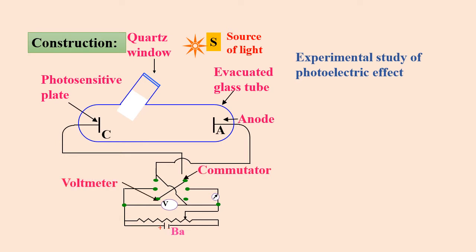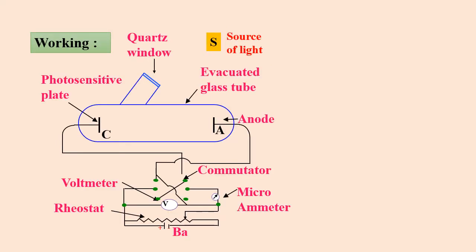The voltmeter is to read the voltage and the microammeter to read the current, and the rheostat is used to vary the potential difference. Working.